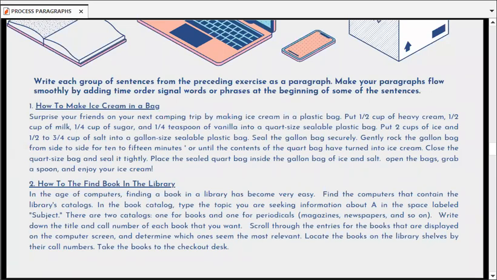Two, how to find a book in the library. With the advent of computers, finding a book in a library has become very easy. Find the computer that has the library catalog. In the book catalog, type the topic you are seeking information about in the space labeled subject.